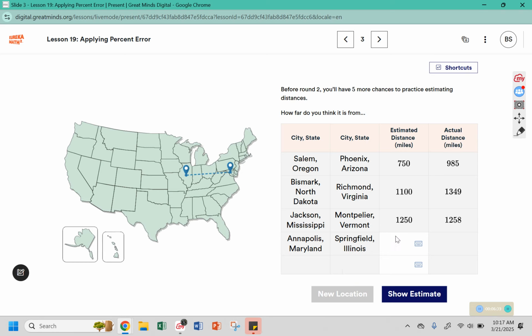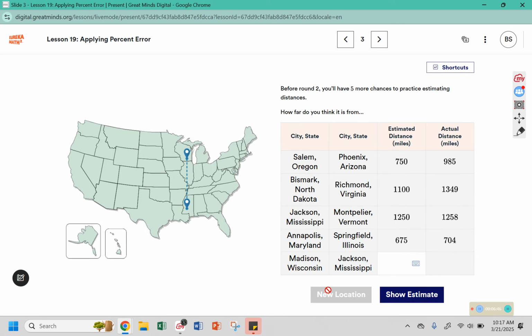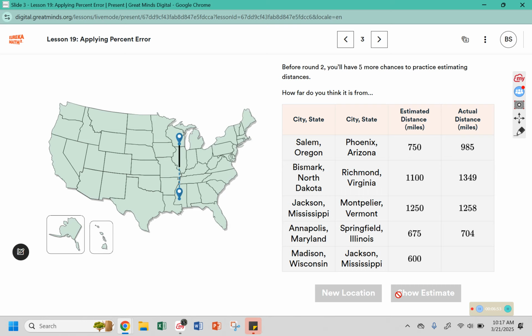This is a short one. I'm going to guess around 675. I was close, but I was still under. And the last location. This one appears to be even shorter, probably around 600. Oop, 746. It was actually longer. I think because this dot or this pin was on part of the line. Maybe I misinterpreted that.